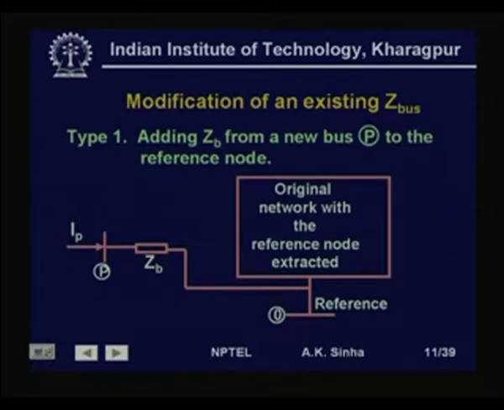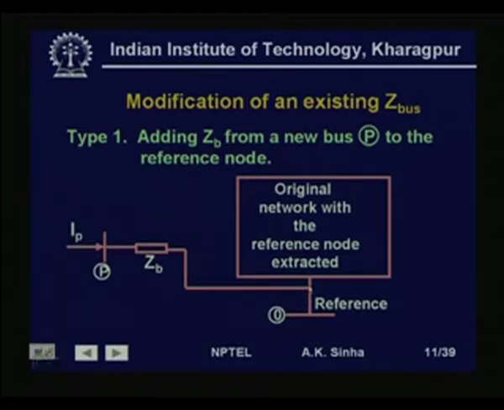So, we will start with the type 1 modification, that is adding a branch with impedance ZB from a new bus P to the reference node. Now, this is the original network that we already have. This is an N bus network, let us say, and we have added a new node P from which we have connected a branch with impedance ZB to the reference node.